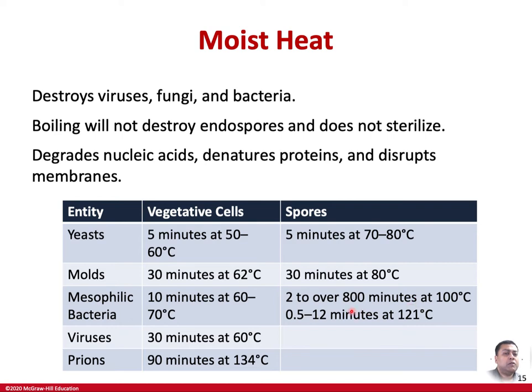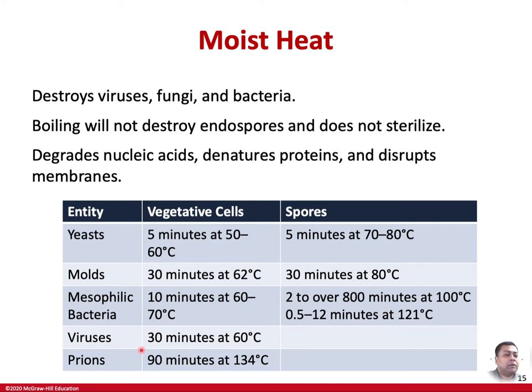But see that it takes 2 to over 800 minutes at 100 degrees Celsius for endospores. So this is very important. In boiling, you can easily understand that they can survive for a very long time in the boiling water. On the other hand, they are viable for only about half a minute to about 12 minutes at 121 degrees centigrade. So how do you achieve 121 degrees centigrade? You can achieve that temperature only under pressurized conditions, which we are going to see in the next slide.